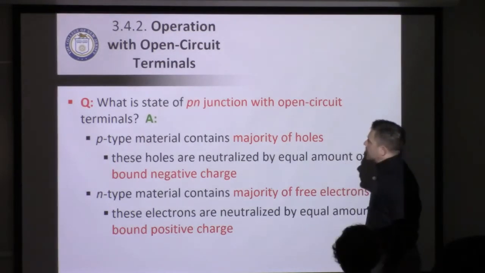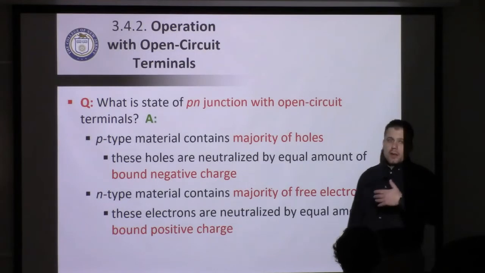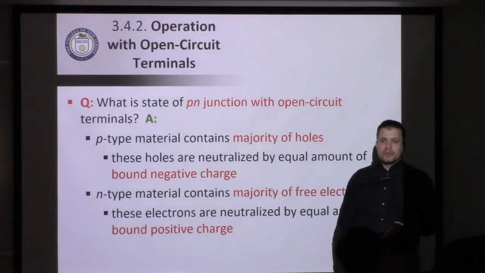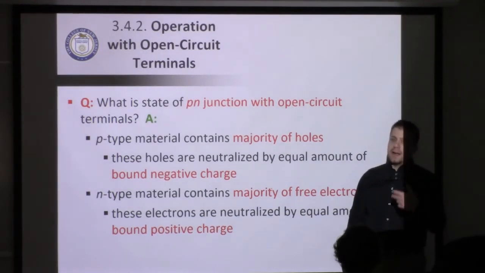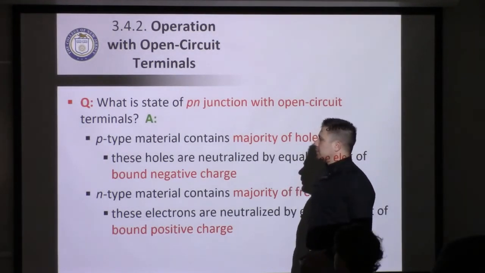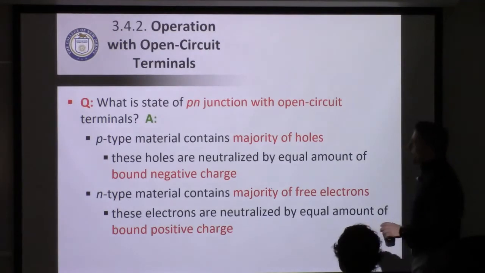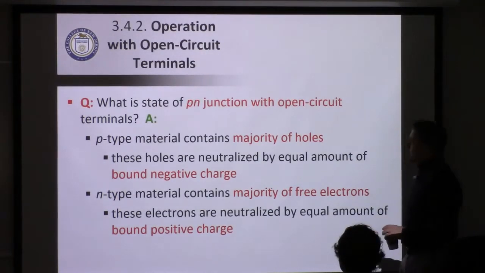So now moving on to the pn-Junction, we're first going to talk about the pn-Junction with open terminals or open circuit condition, meaning that we haven't applied any voltage to the pn-Junction. And then we're going to go on to the forward bias and reverse bias cases where we are applying a voltage. So what is the state of the pn-Junction with open circuit terminals?